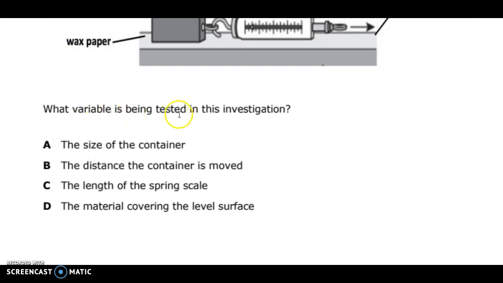What variable is being tested in this investigation? A. The size of the container. B. The distance the container is moved. C. The length of the spring scale. D. The material covering the level surface.